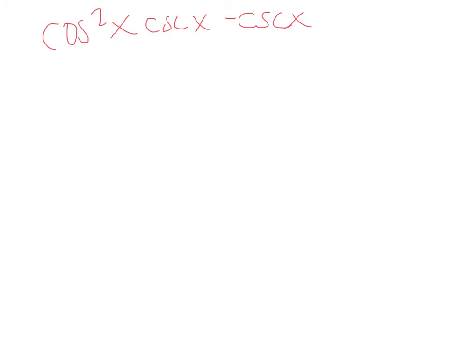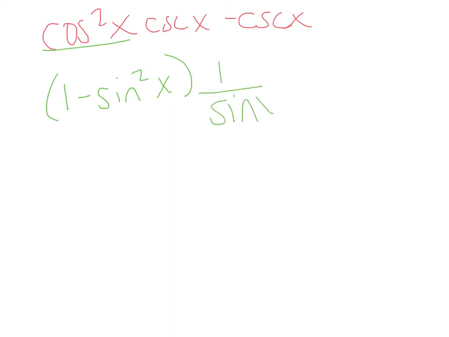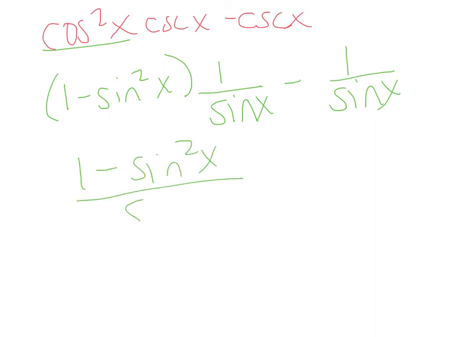If we use the replacing like we did in the very first example, I can replace cosine squared x with 1 minus sine squared x. I can change cosecant to 1 over sine x and the other cosecant to the same. So now I have 1 minus sine squared x over sine x minus 1 over sine x.